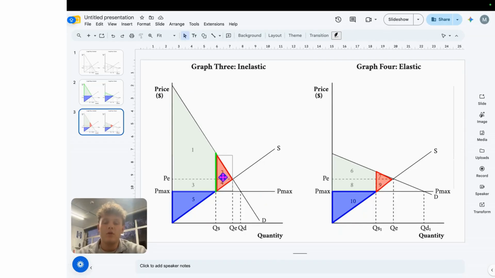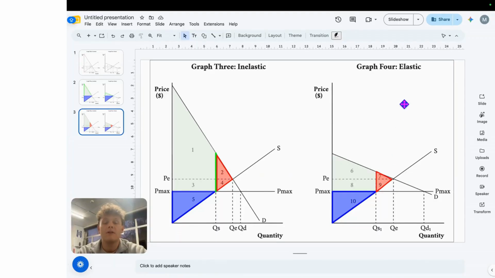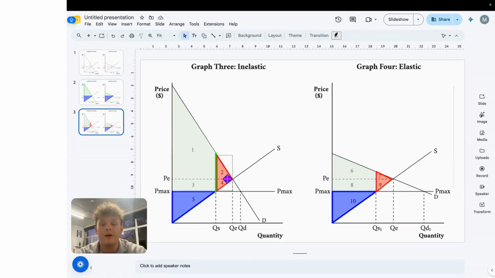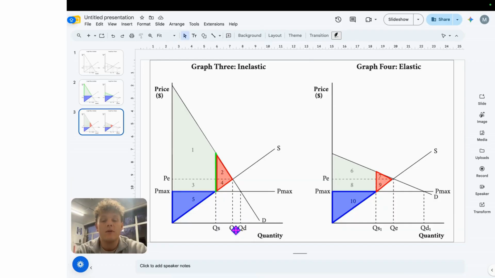We can see on graph 3 that the area lost of 2 is greater than the area lost in 7 because the decrease in quantity, this is because the difference between the price they were willing to pay and the price they actually pay is greater on graph 3. So for each one of the quantities, or for this quantity, the difference lost is greater in graph 3 than it is in graph 4.